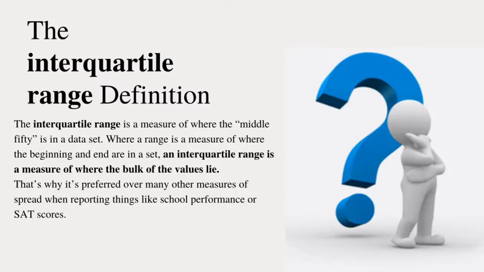Here is the definition. The interquartile range is a measure of where the middle 50% is in a dataset, where a range is a measure of where the beginning and end are in a set. An interquartile range is a measure of where the bulk of the values lie. That's why it's preferred over many other measures of spread when reporting things like school performance or SAT scores.